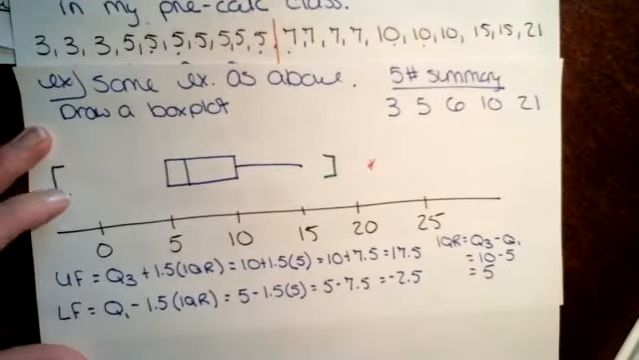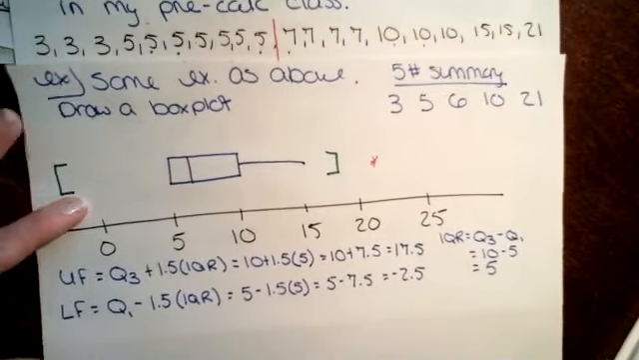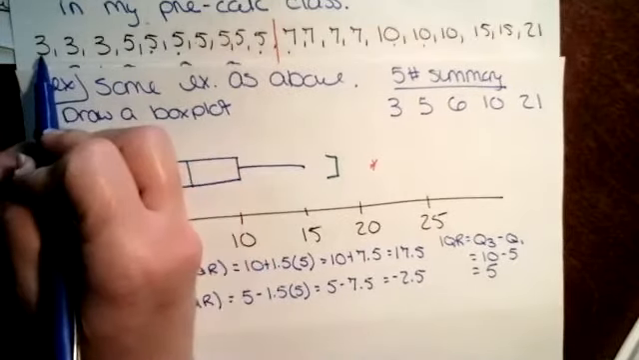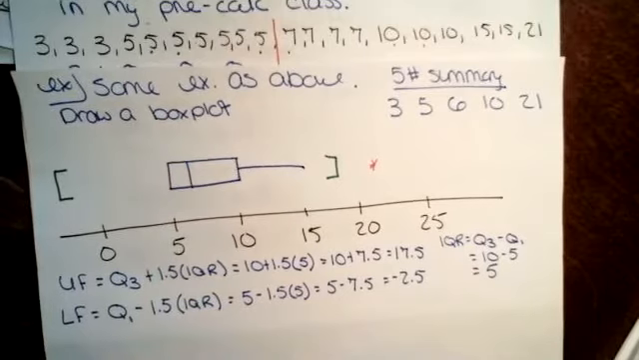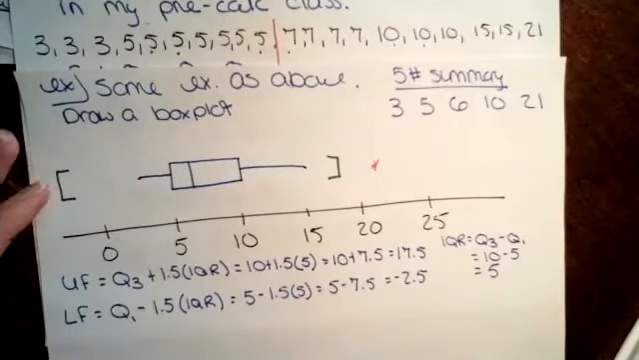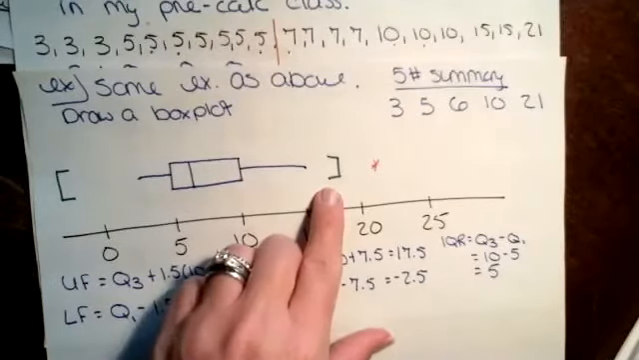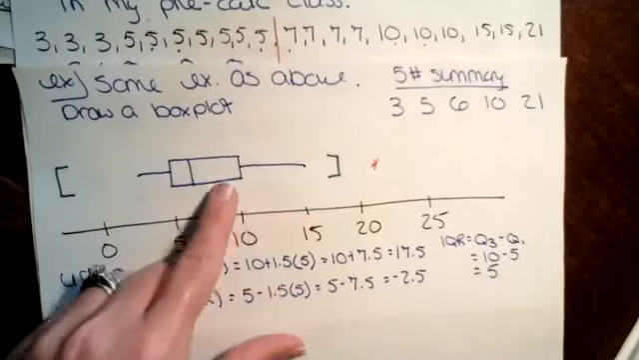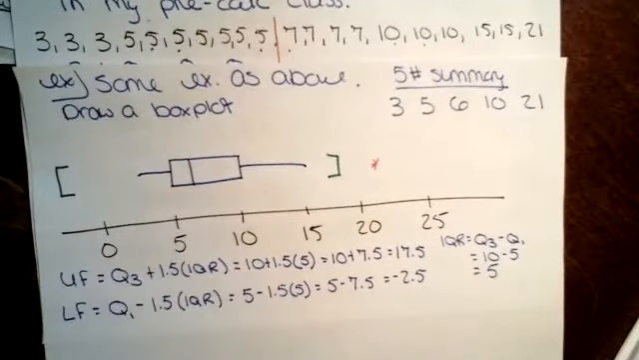Now I'm going to do the same thing on the lower side. I need to draw my whisker. My smallest value is 3. 3 happens to be the actual minimum value of the data. It's not an outlier, so that's where my whisker will end, right around here. And that is my box plot. It shows my fences, my outliers, my quartiles, and the range of my data. I get a lot of really good information from this.